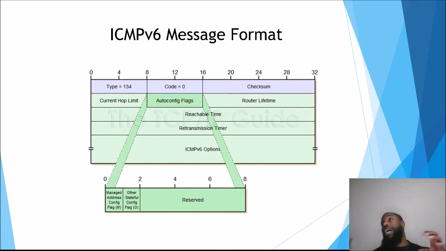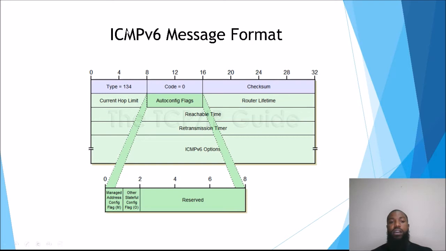This is basically the IPv6 version of ping, really. And when you send out a ping or ICMP message, this is the format for it right here. Now we need to pay attention to this little darker green field right here, the auto config flag. This tells you whether they need to use a stateful or a stateless DHCP service.